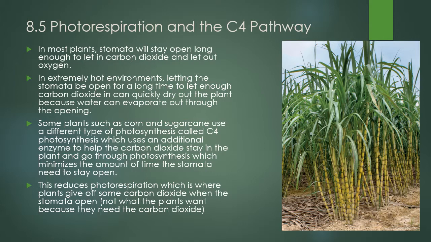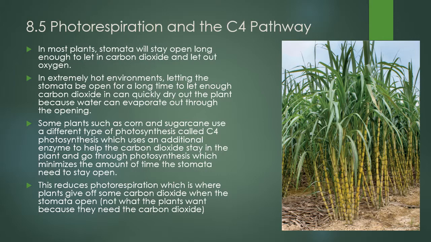And so in really hot and dry environments, plants have adapted a couple different ways of doing photosynthesis so that their stomata either don't need to be open so long or don't need to be open during the daytime when most plants would open up their stomata to do photosynthesis. So the 2 different types of photosynthesis that we'll talk about are the C4 pathway and the CAM pathway.